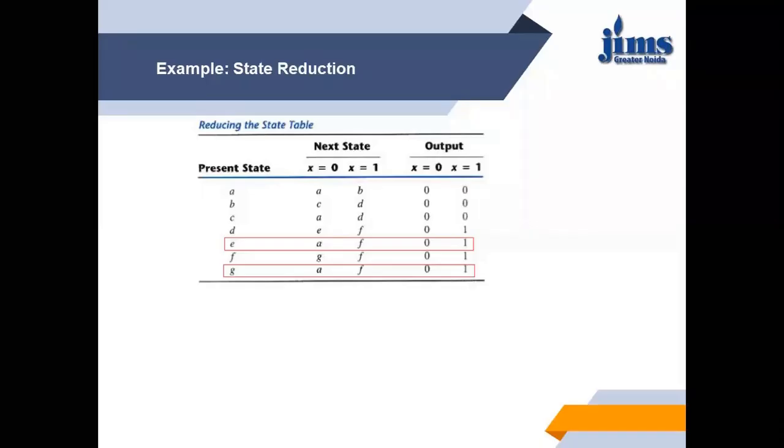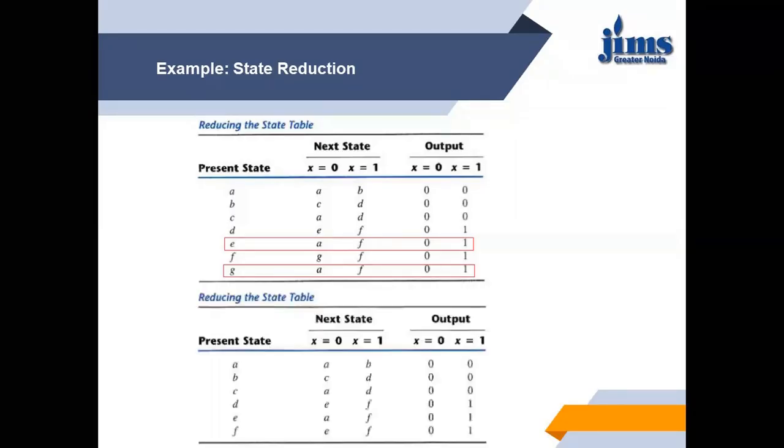You can see here, if we look into state E and state G, the next state for X is A, F, and the outputs are 0, 1 in both. So state E and state G are equivalent, because for the same set of inputs, they provide the same output and move into the same next state. So we can remove state G, and wherever G is written, it will be replaced by E.